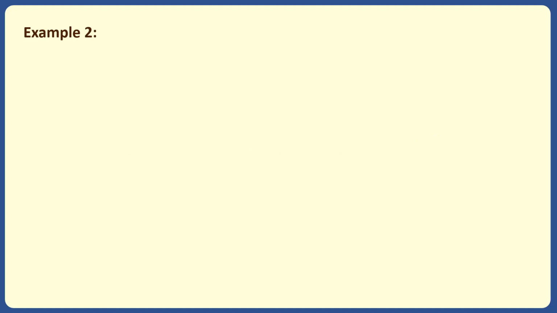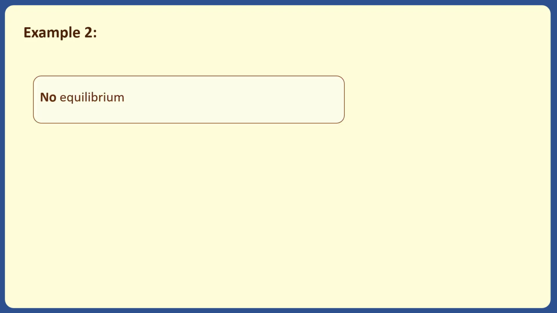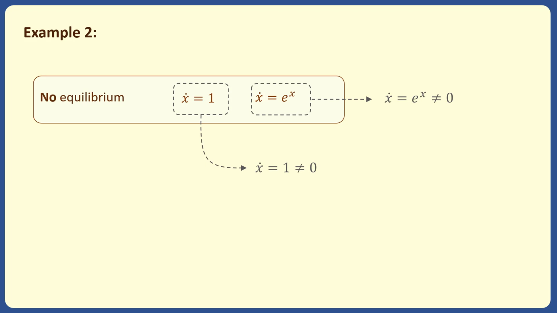In the second example, we consider different systems with different number of equilibrium points to emphasize the fact that a dynamical system, and in particular a nonlinear system, can have 0, 1, or multiple equilibrium points. Let's start with the no equilibrium point case. Consider these two systems and note that x dot is non-zero in both systems. Therefore, they have no equilibrium points.